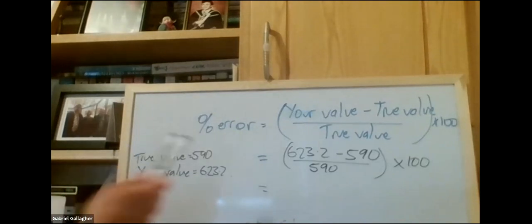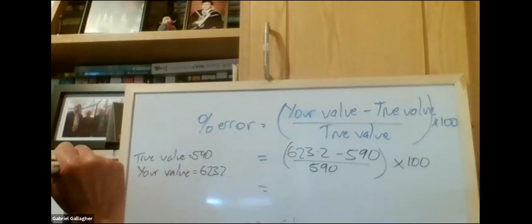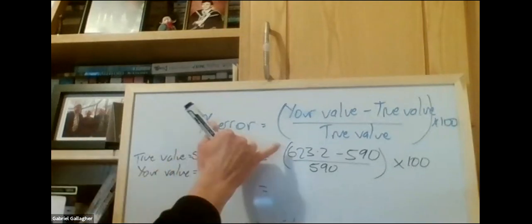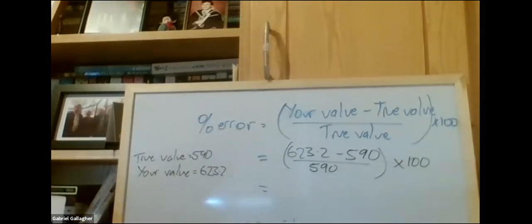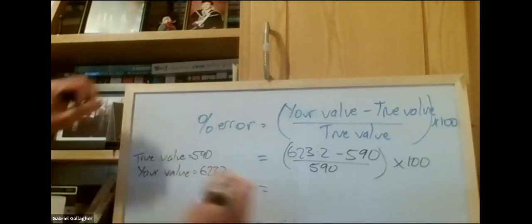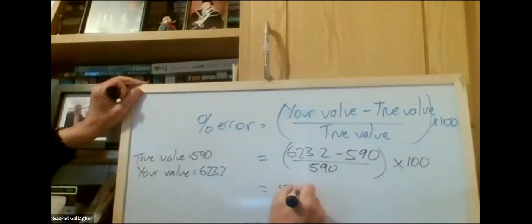Yeah, so we have from the question, the measured value is 623.2. The true value is 590. So it's 623.2 minus 590 divided by 590. All of that gets multiplied by 100. And hopefully, if you've done it correctly, you got a value of 5.6.